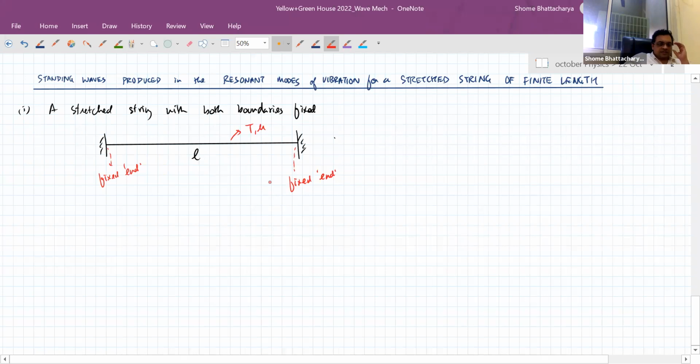So if we take a system like this, where a string is stretched between two fixed ends, and we pluck the string or we give it some oscillational energy, then we will see that it vibrates in a particular pattern. In fact, it has certain possibilities of patterns of vibrations. Only certain allowed patterns are there. And those allowed patterns are called the resonant modes of vibrations.